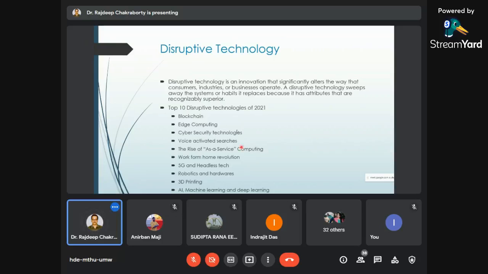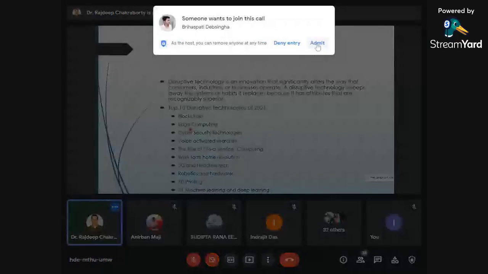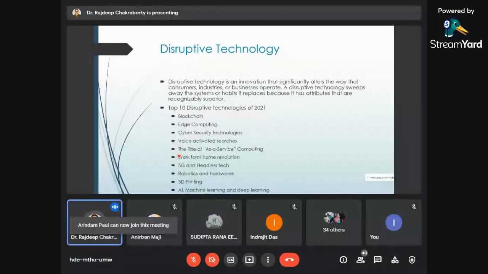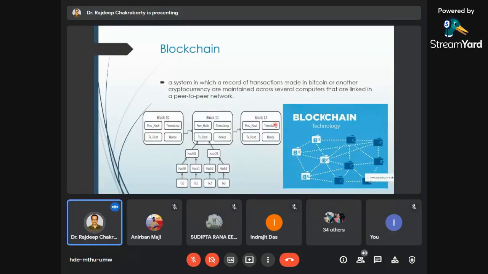So these are the 10 disruptive technologies of 2021. A disruptive technology sweeps away the system or habit it replaced because it has attributes that are recognizably superior. So why did they come? Because they have some superior attributes. It is not possible to discuss all of these, so I will give an idea of the first 5 disruptive technologies. The first disruptive technology is blockchain.